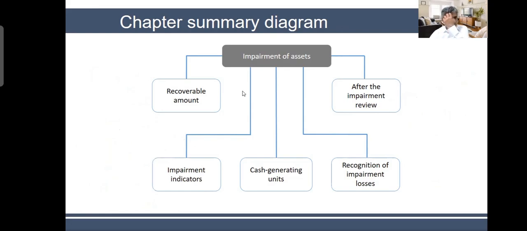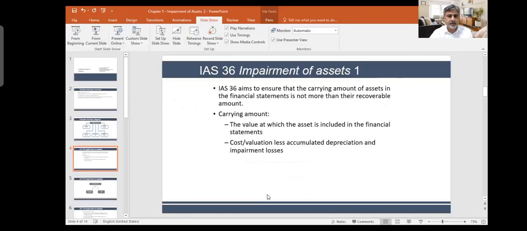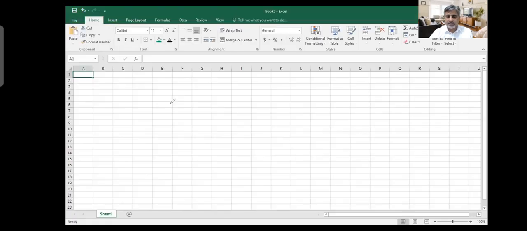Now, before we move forward, we need to handle the recoverable amount concept. So let's go back to our Excel because I need to write down some numbers in Excel. So I hope that you guys can see the Excel file now, right? Can you see the Excel file now?